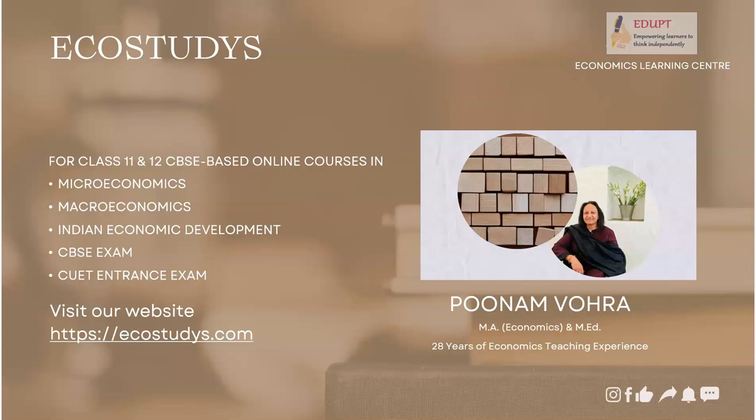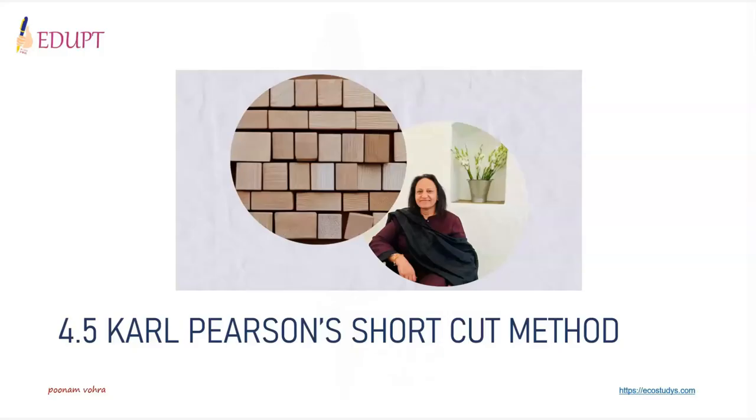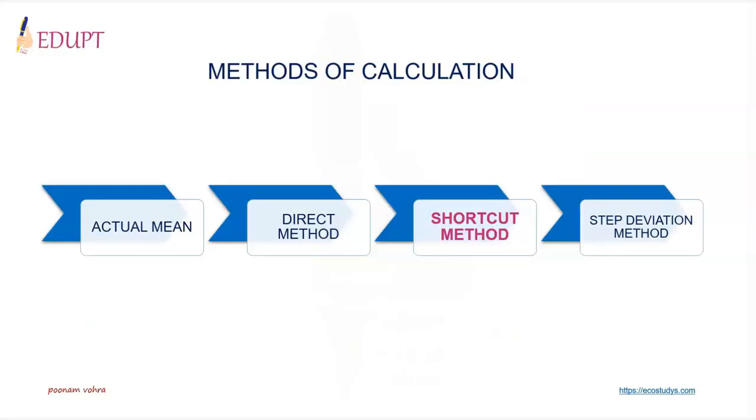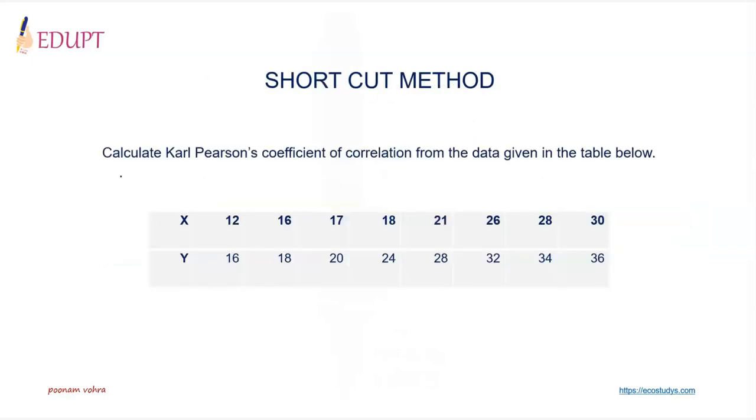Now let's get started. Hello everyone. So far you have understood the actual mean method and the direct method of finding coefficient of correlation. Now you will understand the shortcut method of finding coefficient of correlation. You will understand the shortcut method through a numerical illustration. Have a look at this illustration.